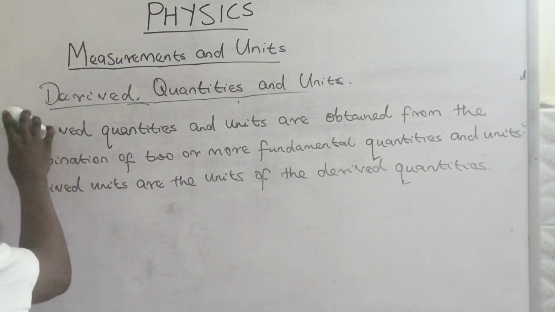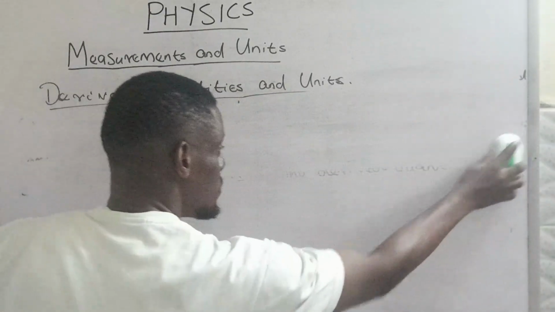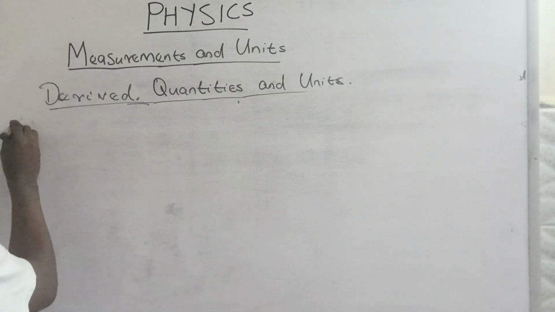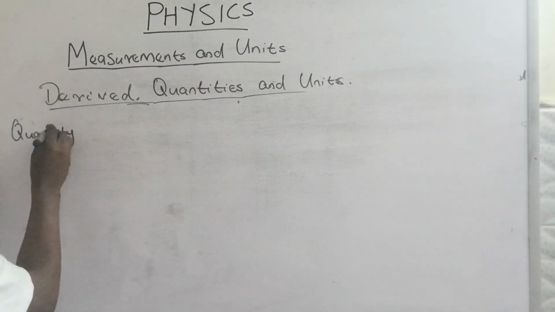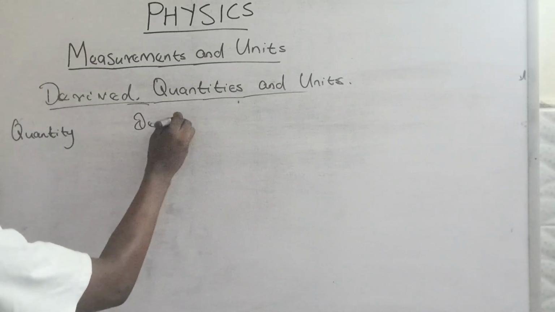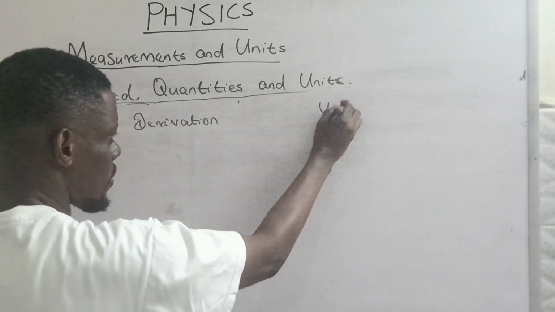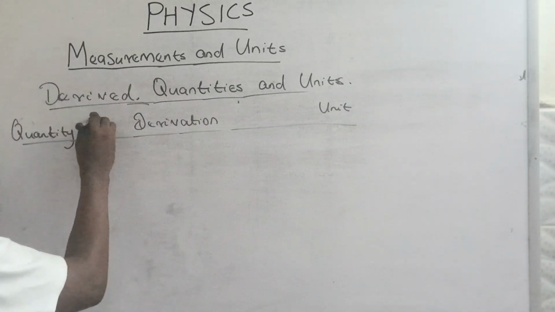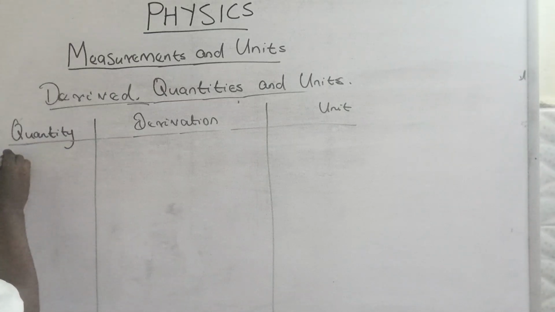So we have quantity, derivation, and units. So first we have area.